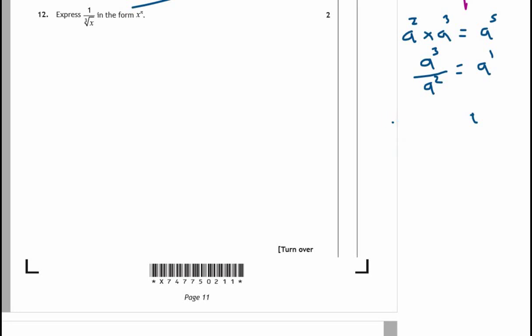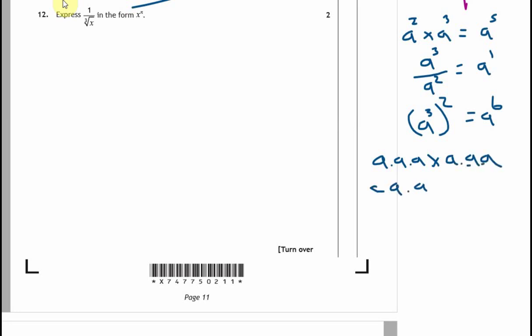The one that you do multiply is when you've got powers. So if you've got a cubed, squared, that's going to give you a to the 6. If you think what a cubed is, a times a times a, and then square it, you're going to times it by itself, so you're back to a times a times a times a times a times a, 6 a's. So that's our three main rules.